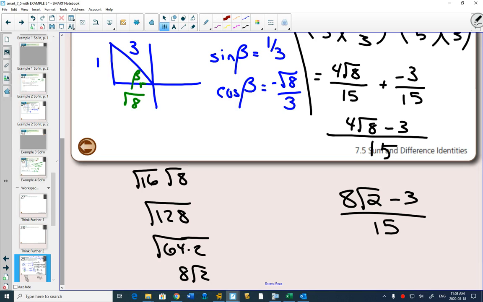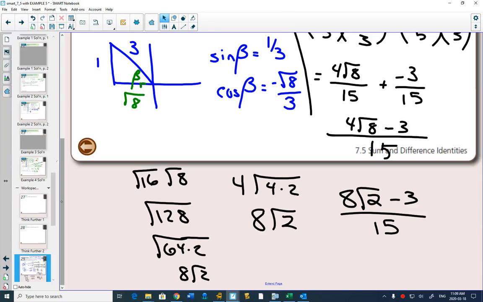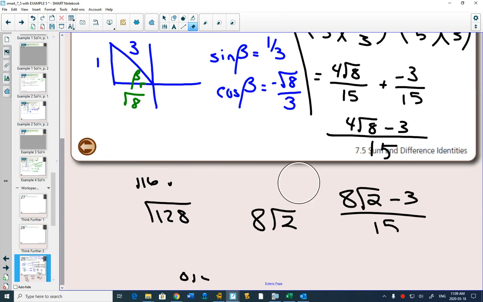Yes, you could do that, but you're dealing with much bigger numbers. Probably is easier to think of 8 as 4 times 2. And then square root of 4 is 2, so that 2 comes out in front. 2 times 4 is 8. If you wanted to go to this 16 times 8, 128 and have to work with it, that works as well. Okay? Perfect. So we get it as a single fraction in the end.